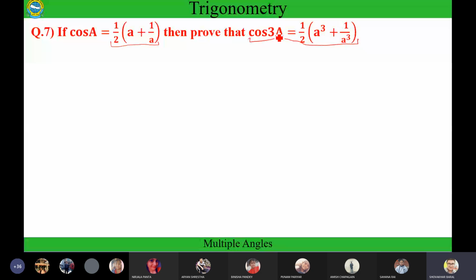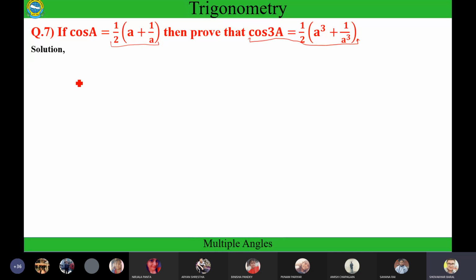If you are not able to copy along with me while I teach and display this slide, please don't worry, I'll provide the files later. I think I have provided it earlier; if it is not provided there, I'll post it today. So please don't worry about making notes, just try to understand. Cos a is given as 1 by 2 (a plus 1 by a). Prove that cos 3a is equal to 1 by 2 (a cube plus 1 by a cube).